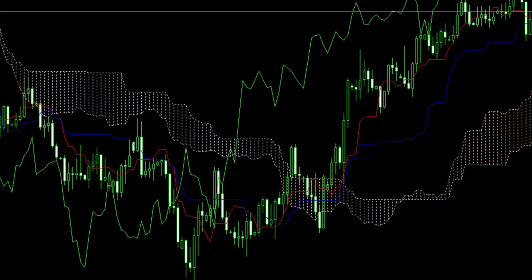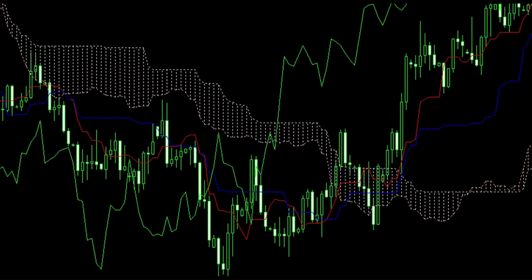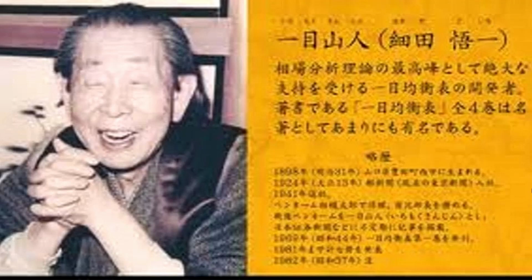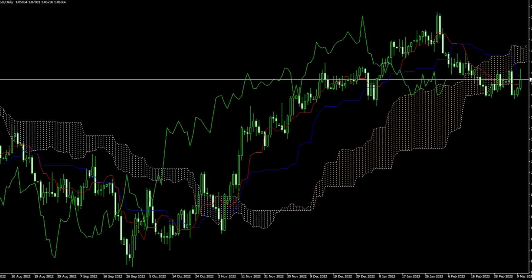The creator was Goichi Hosoda, a Japanese journalist published in the 1960s. Ichimoku translates to one look or at a glimpse. You need only one look at the chart to determine momentum, support, and resistance potential future price movements. The indicator can show future price momentum and determines future areas of support and resistances in a very dynamic way.